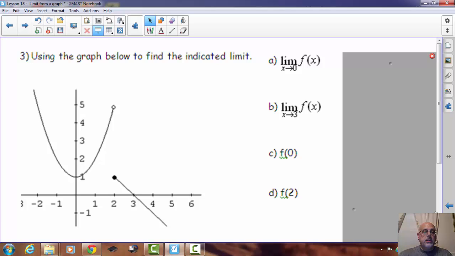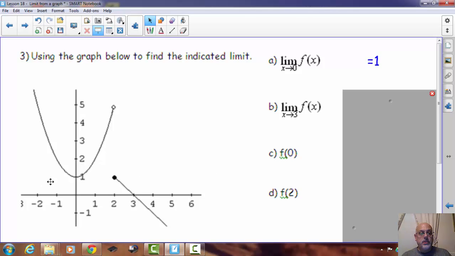Let's take a look at this graph. We have a parabola and we have a line. There's an open circle there, a closed circle down here. If I would ask you to evaluate the limit of this function f of x as x approaches 0, we need to trace along this curve, and when x is 0, y is 1. That's the limit of the function as x approaches 0.